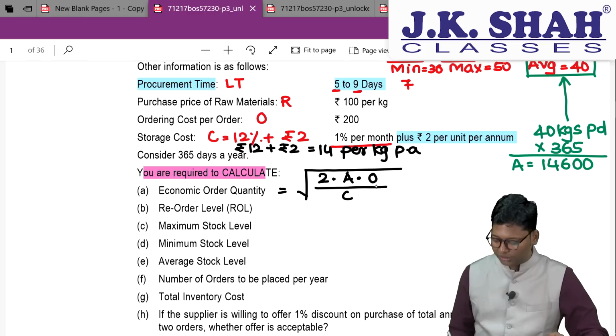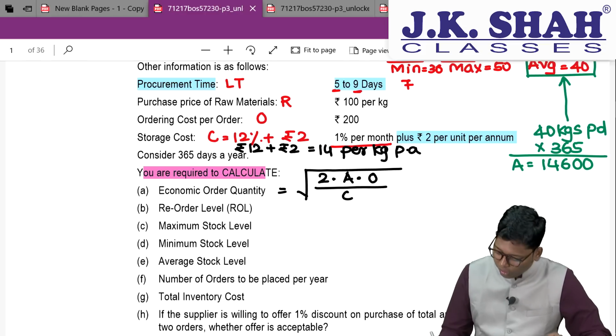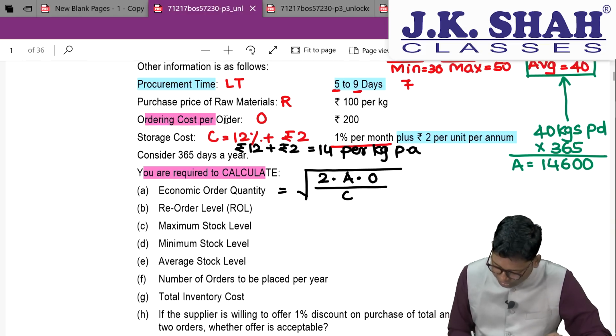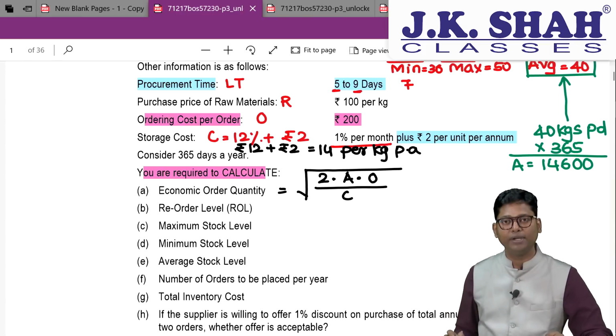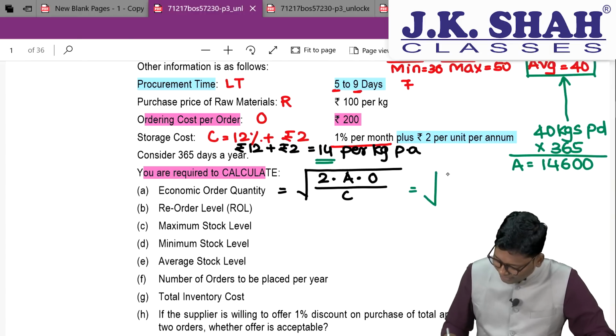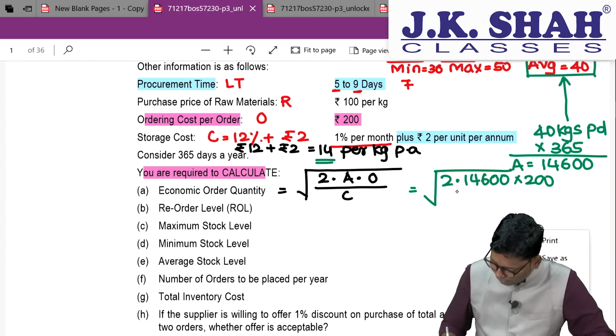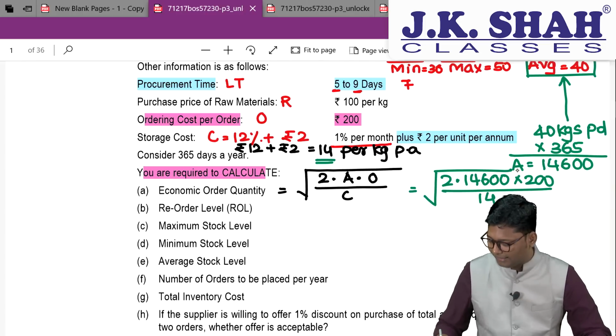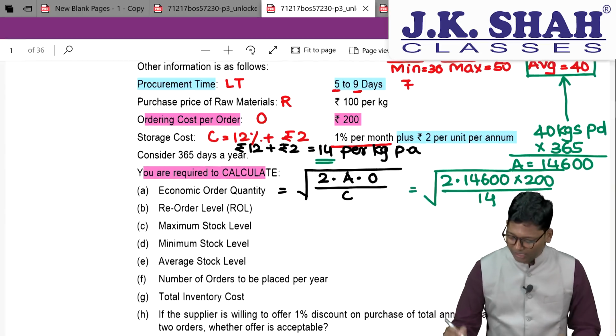Further, the multiplication is O, that is your ordering cost. Ordering cost is mentioned in the question. Your ordering cost per order is 200, and the carrying cost we just computed was 14 rupees. So this calculation is very simple. It's the root of 2 multiplied by 14,600 multiplied by ordering cost 200, divided by your carrying cost, which is 14 rupees. This will give you the EOQ answer, which is very, very simple.